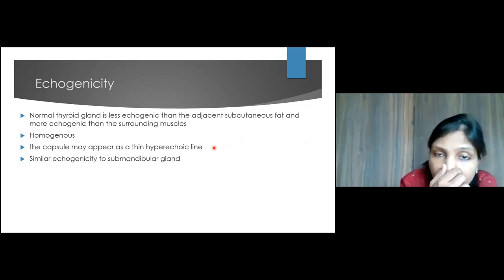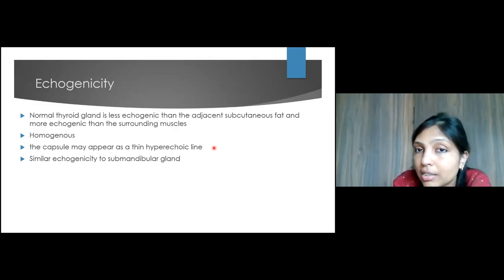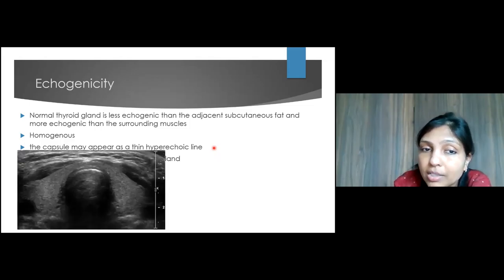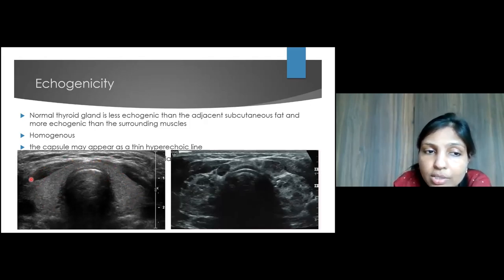A word about the echogenicity. The normal thyroid gland is less echogenic than the adjacent subcutaneous fat and more echogenic than the surrounding muscles. So it appears to be homogeneous, and it has a similar echogenicity to the submandibular gland. I'll show a quick comparison here. So this is the normal thyroid gland. Look how homogeneous it looks, all one shade of gray. And if you look at the strap muscles here, the thyroid appears to be brighter than these strap muscles. And that is significant, because that is how we identify the thyroid gland in relation to the strap muscles.